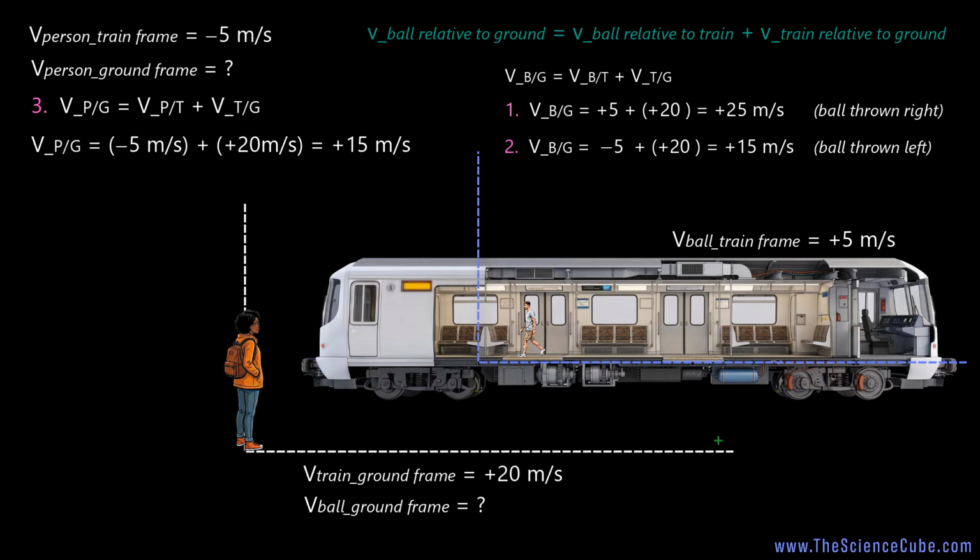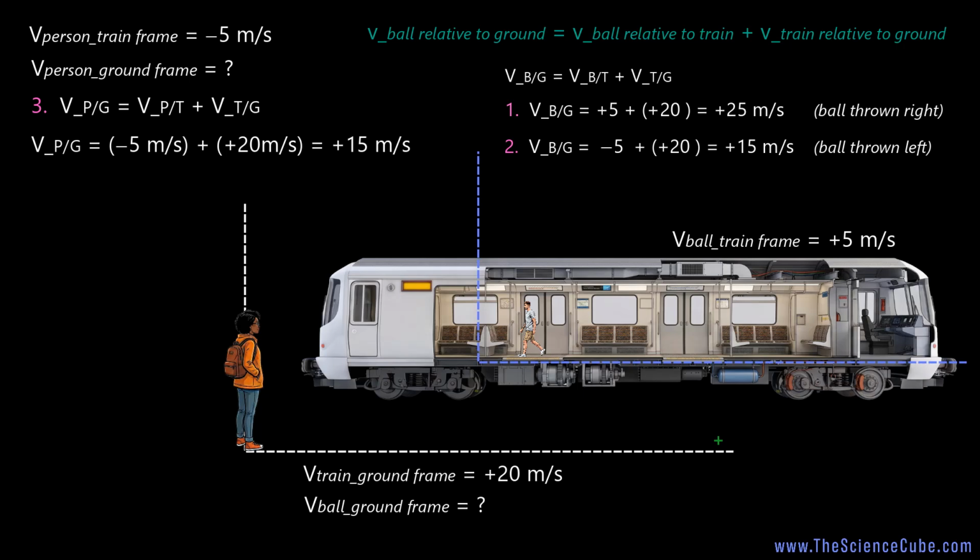The most common mistake students make here is ignoring the direction of the train's motion and just adding magnitudes. Always assign signs based on your coordinate system before doing any arithmetic. A student who writes velocity equals 5 plus 20 equals 25 meters per second when the person is walking backward has made a critical error.